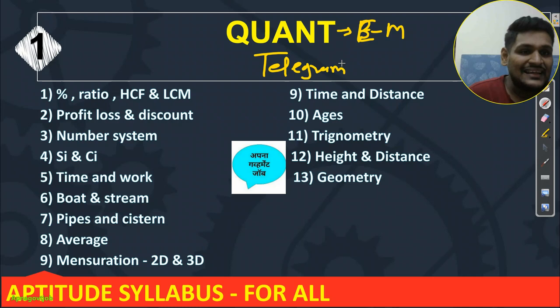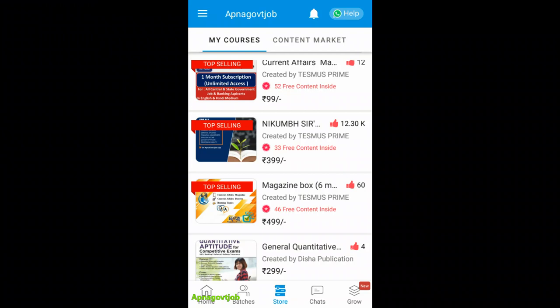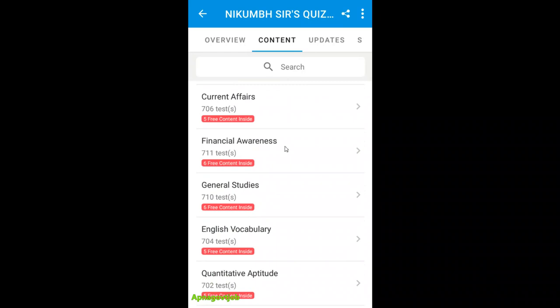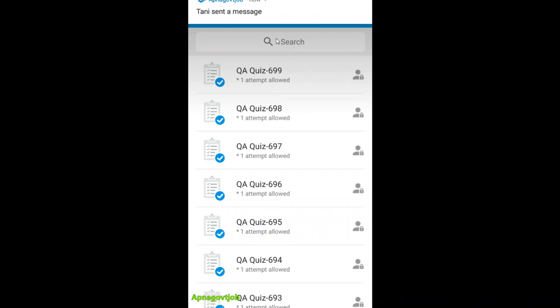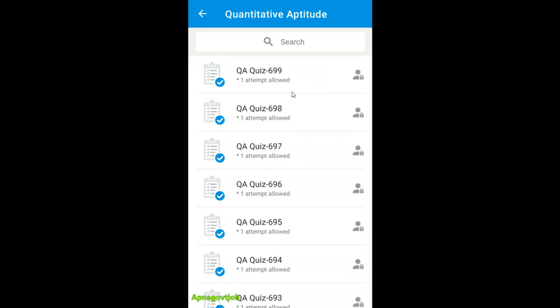What you can do, for you, we have Q-box, okay? So in the comment section, I will give you the link of the Q-box. What you need to do, just download our application, go to the store section, just click on Nikumbh sir Q-box, okay? Just click on here, go to content, and now here you can see, in quant aptitude, just click on here, and you can start the quizzes, okay? So lots of quizzes are there, and it is up to you how many you practice.